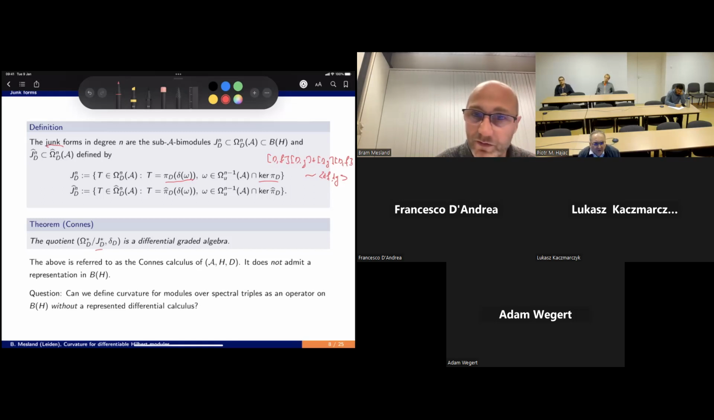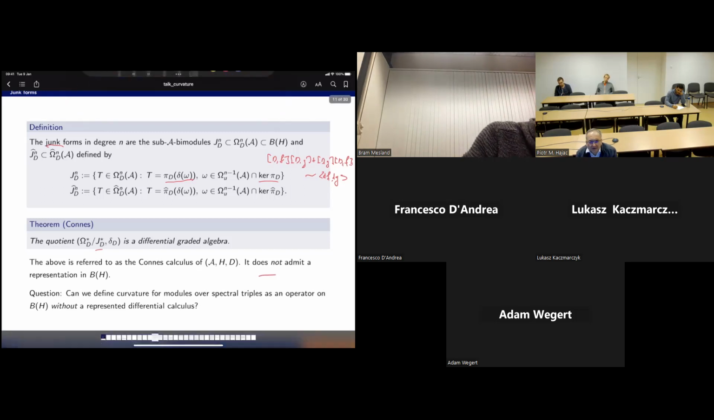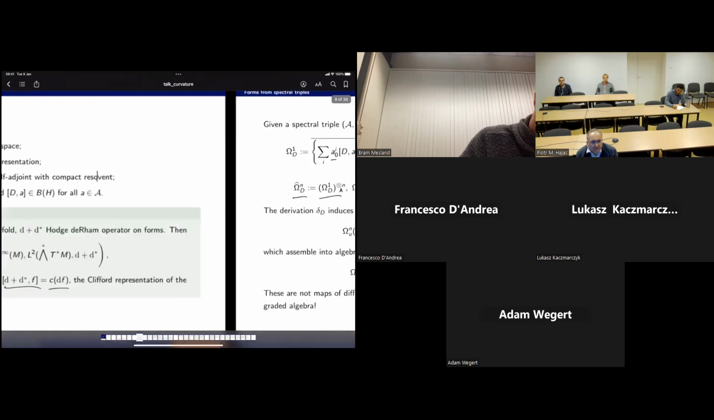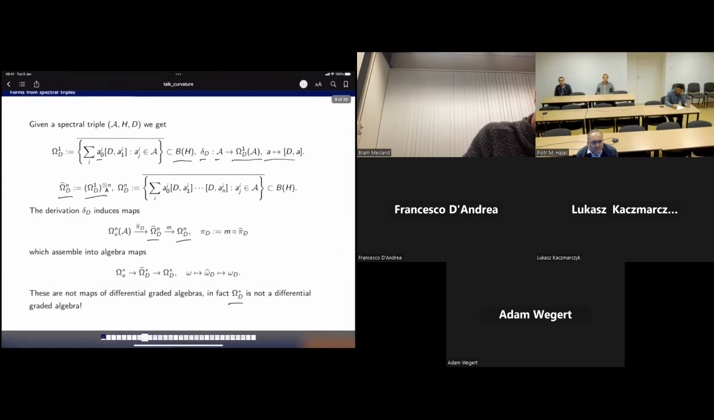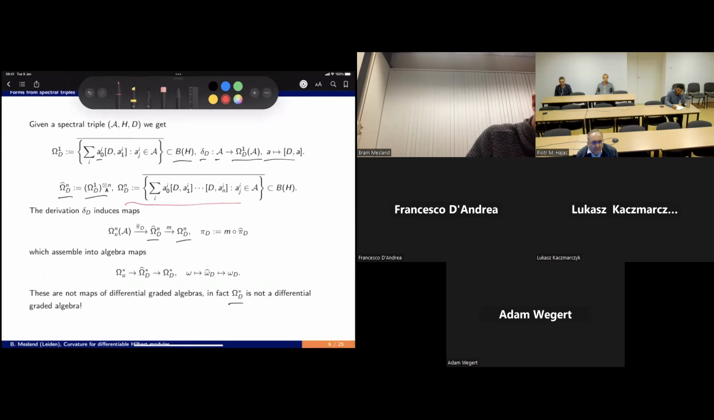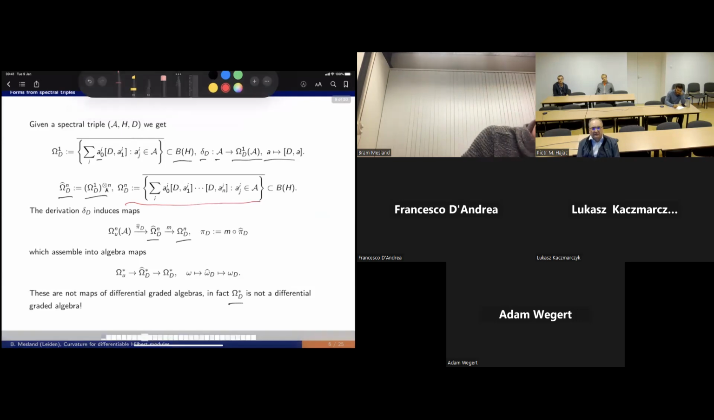Wait, let me understand. So if you look at omega star D before dividing out the junk forms, is this representable in B of H or not? Let me just slide back because I understand that there are many definitions, but the omega star of D is this thing. So that's defined to be represented. Okay, of course, yes, of course. As a subset, yes, of course. This is really the algebra generated by omega 1 of D. Of course, in B of H, yes. Yes. So that sits in B of H naturally, but it's simply not the right thing, as Connes understood.